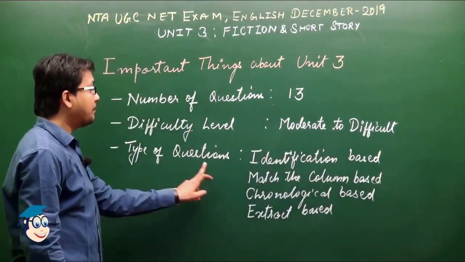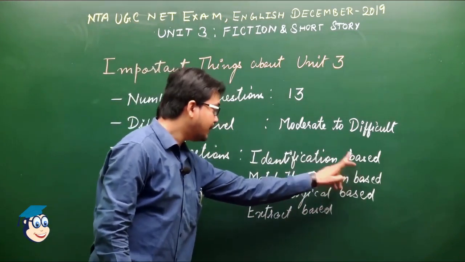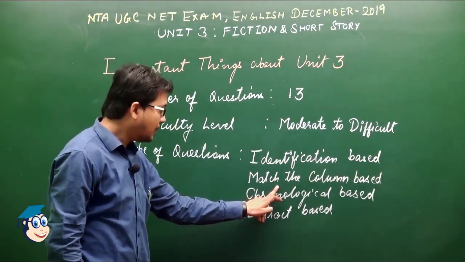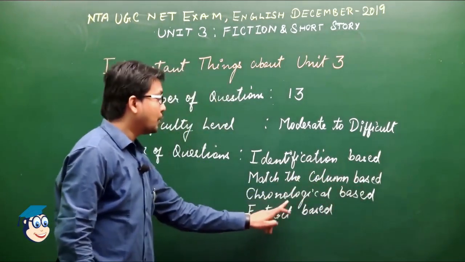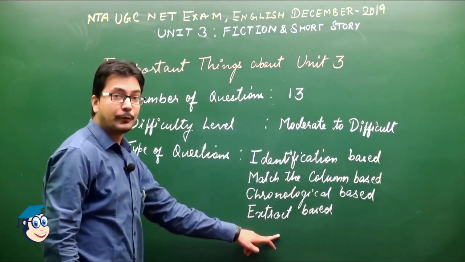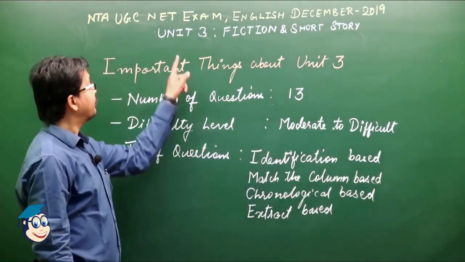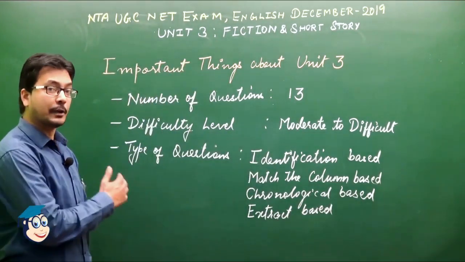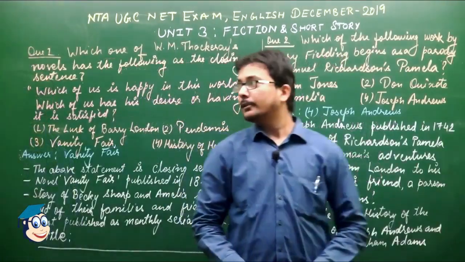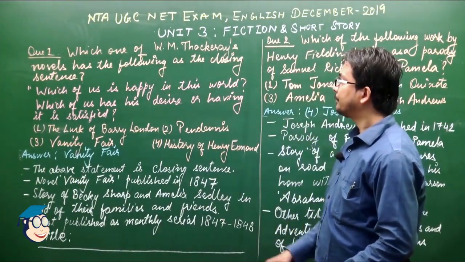The third thing was the type of questions, which fluctuated from identification based, that means what, who, which, when, how, where, etc., to match-the-column based, chronological based, to extract based. So this was the whole framework of the 13 questions. Now, before beginning with the solutions of Unit 3, you are expected to note it down first and then we will talk about the solutions. Note it down please.